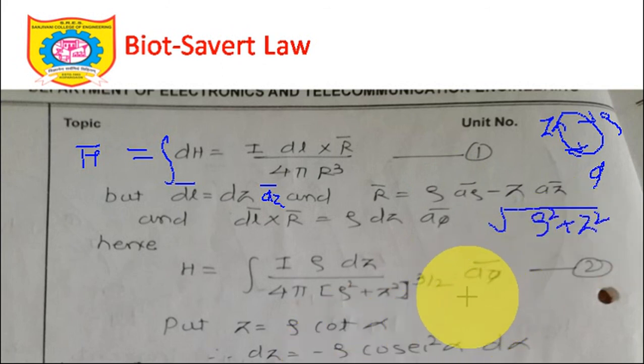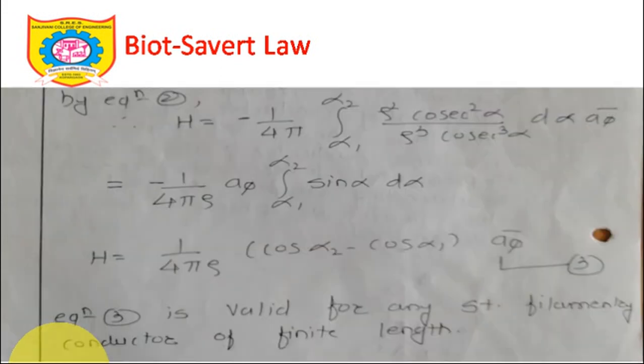So let's put certain values here. If I put z equal to rho cot alpha, this integration we need to solve by the substitution method. So dz equals, the derivative of cot alpha is minus cosec square alpha d alpha, so it is minus rho cosec square alpha d alpha. The limits of alpha you already know, it is between alpha 1 to alpha 2. Let's put it here. So h is equal to minus 1 upon 4 pi.